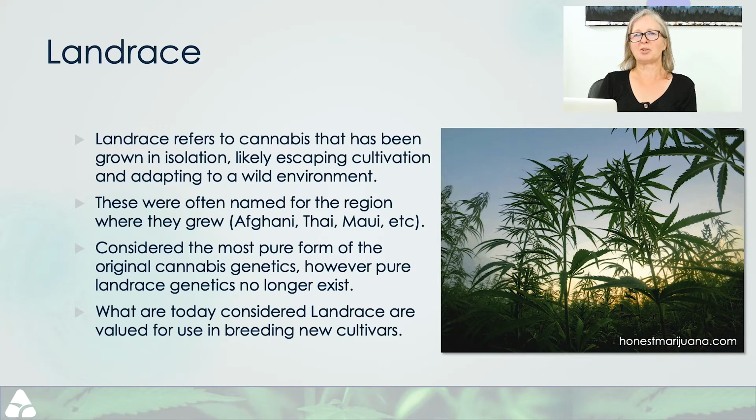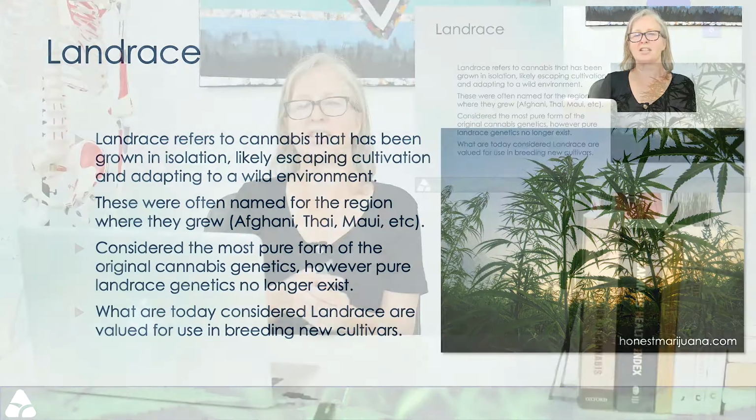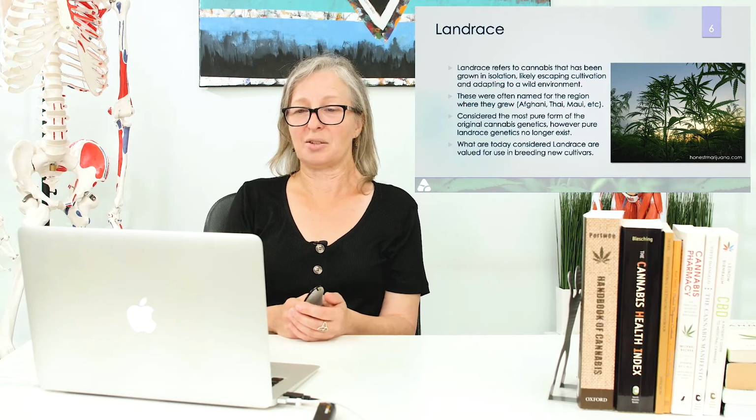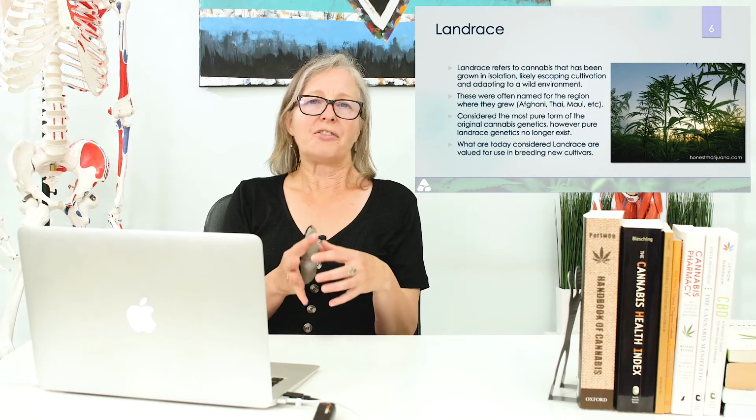There's a really interesting documentary on Netflix that talks about the search for some of the really old strains in Colombia, and that's an interesting one to go look up. Often these landrace strains were named for the region where they were found or where they grew. So there's Afghani, Thai, Maui from Hawaii, those kinds of things. They are today considered the purest form of the original cannabis genetics, but again, we don't really know how pure they are to the original plant because it no longer exists.